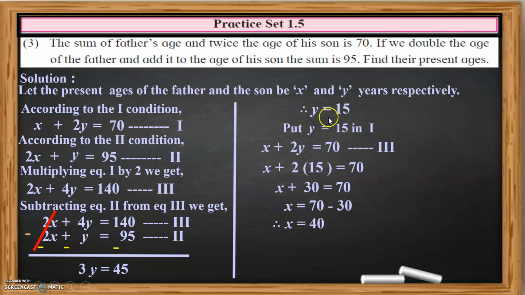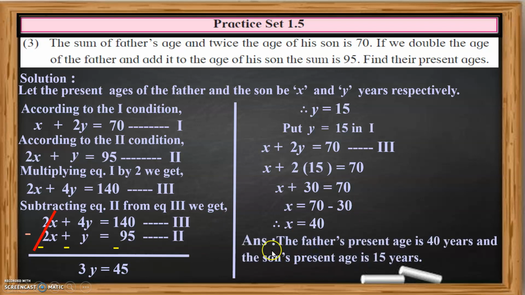Remember this, children, whenever you are solving, you can't get the father's age to be less than the son's age. Okay, if you are getting something like this, that means you have gone wrong somewhere. Okay, and so you need to look at your steps once again to find where you are going wrong. Okay, so let's write the final answer. The father's present age is 40 years and the son's present age is 15 years.